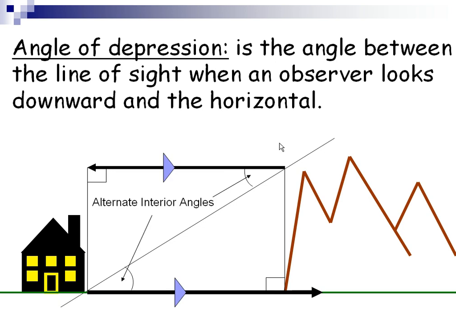Notice we have line of sight here, and then we have alternate interior angles because we have two parallel lines: the horizontal where an observer would look and the level ground. We do have alternate interior angles. So the angle of depression would equal the angle of elevation if the perspectives were switched.